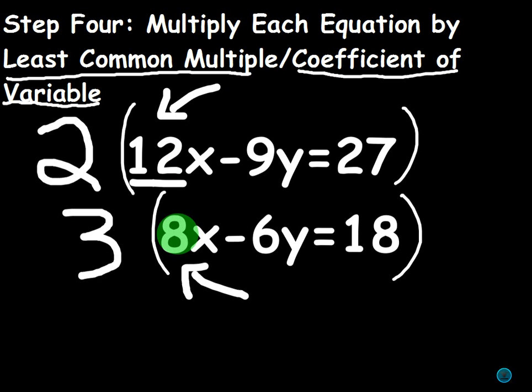So they both need to turn into the same number. Any questions on that? If you want to figure out what that number is, you can just take the least common multiple and divide. 24 divided by 8 is 3. That's how I know I multiply by 3. Gives me 24. Same for the top. 24 over 12 is 2.